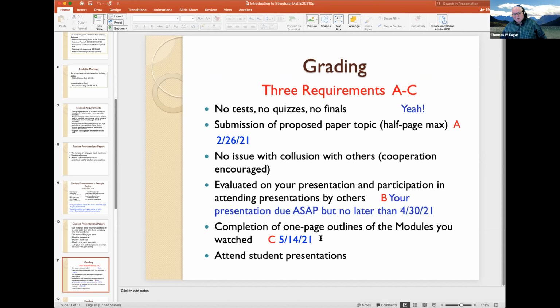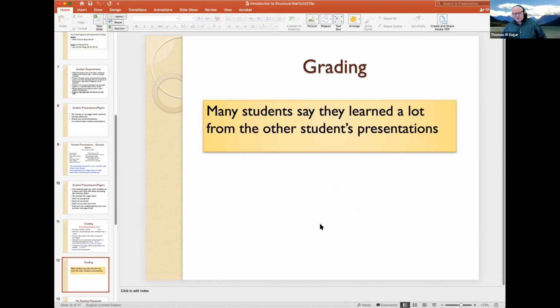That means 10 PowerPoint slides max, okay? And then you have to do this kind of outline of the 36 modules, which is only going to be about 3 or 4 pages. And you've got to attend about half a dozen other student presentations. Many students say they've learned a lot from other students' presentations.